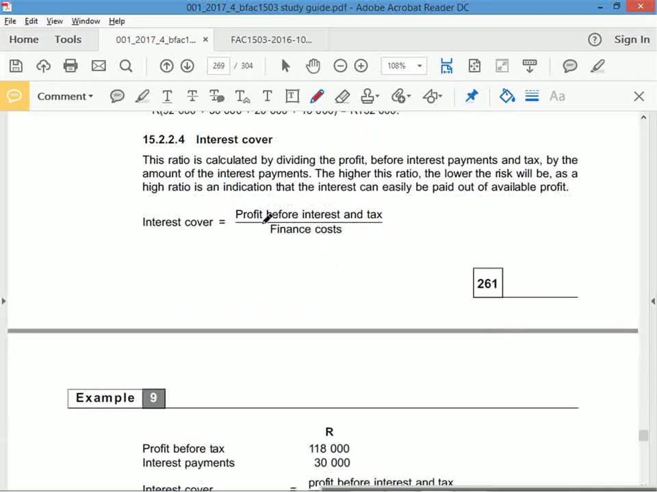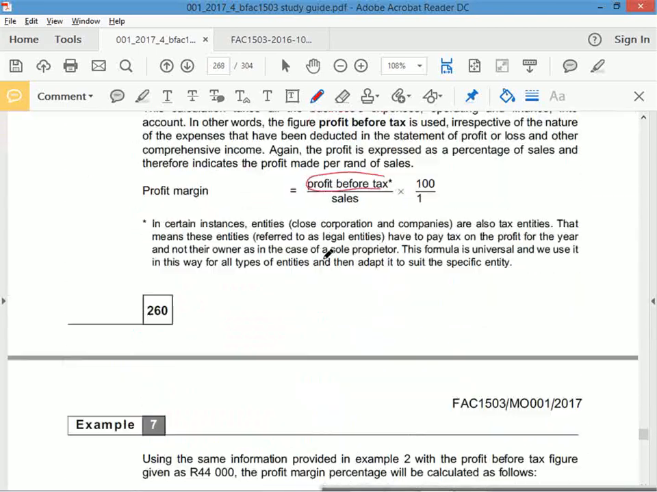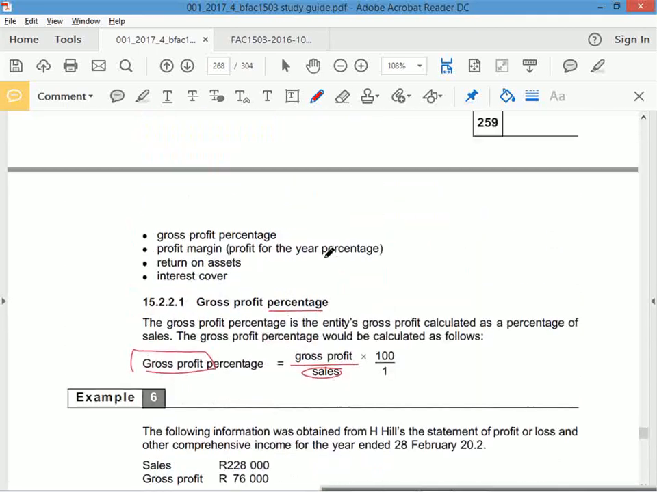Interest cover is profit before interest and tax divided by the finance costs. Oh, before I move on, I'm not talking about the interpretation.